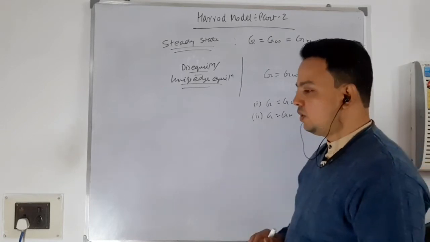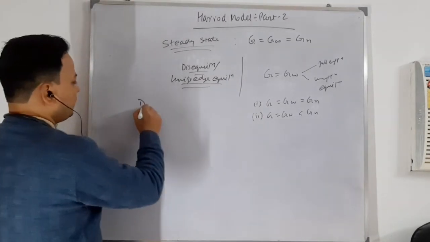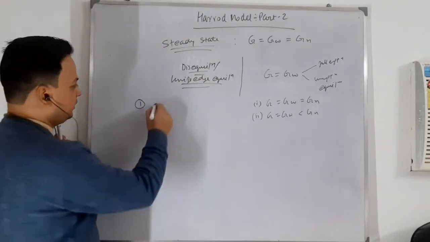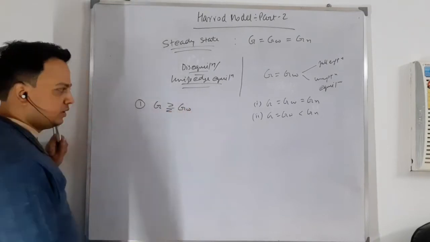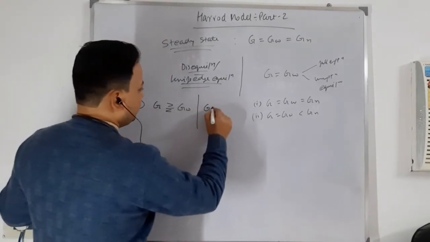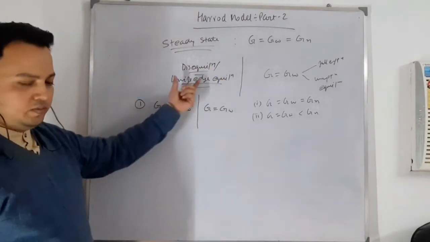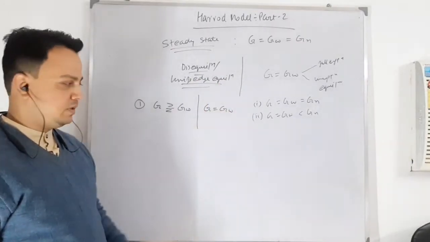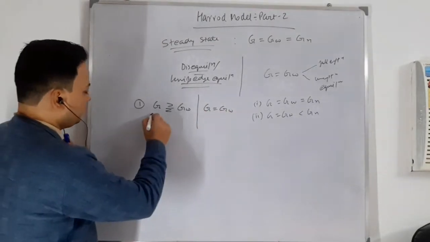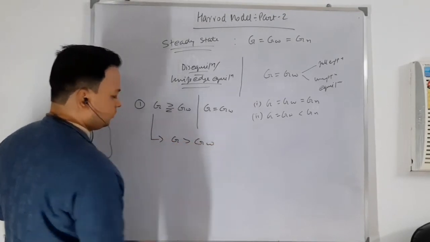Okay, so I am going to look at this possibility. I almost talk about that there are three possibilities: G can be greater than, equal to, or less than GW. One possibility is G equal to GW, when we started the model with equilibrium or steady state equilibrium. G equal to GW aspect we have seen. So in this one, first thing I am going to look at is G greater than GW.